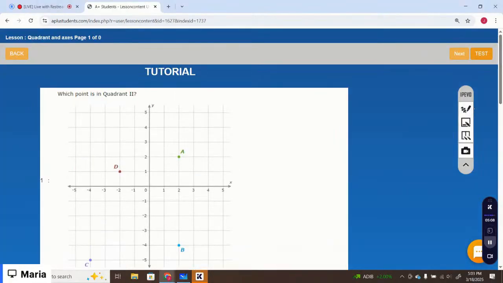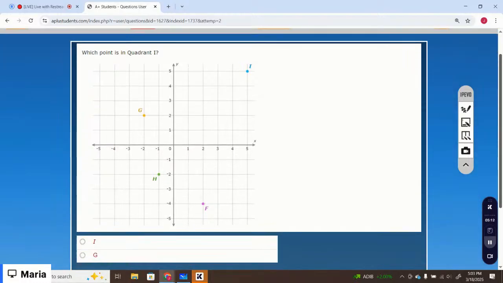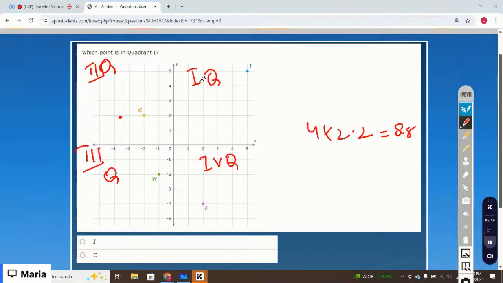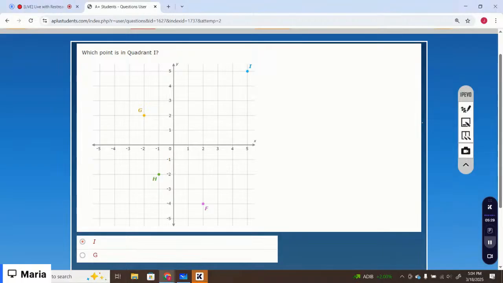Let's start with the test questions. Which point is in quadrant 1? This is the first quadrant, right? So in the first quadrant, we have the point I. So the correct option is I, in the first quadrant.